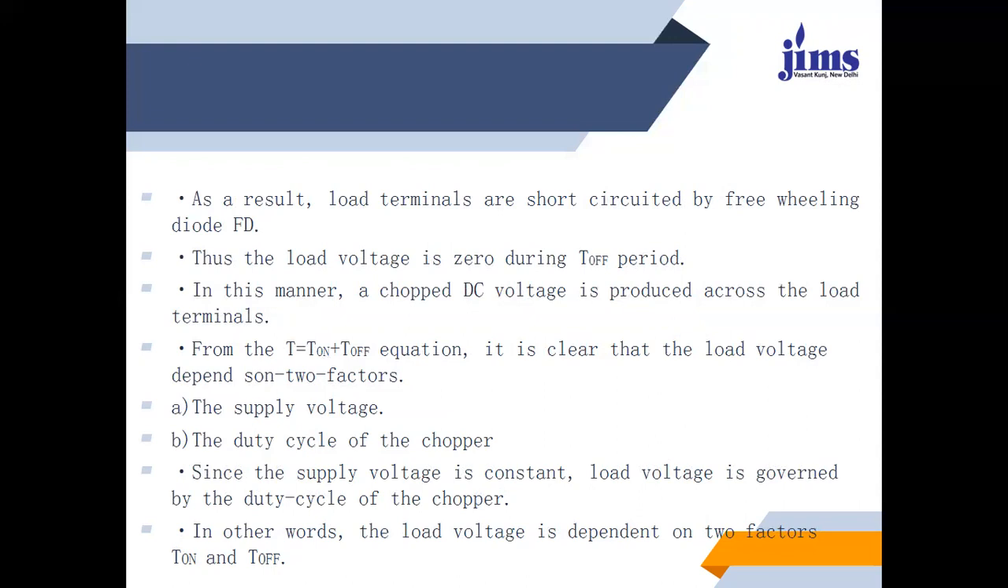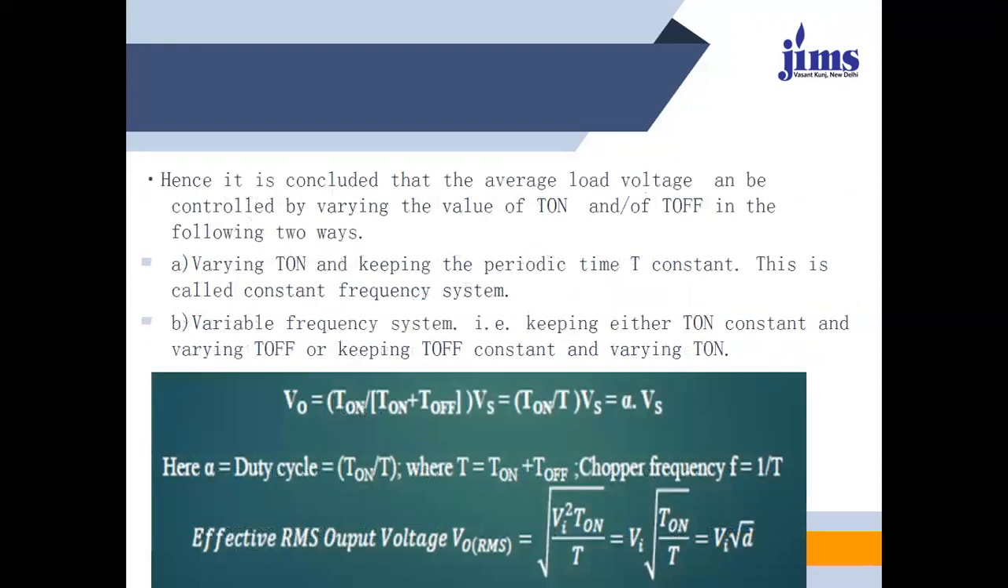If T equals T on plus T off, it is clear that the load voltage depends on two factors. First, the supply voltage. Second, the duty cycle of the chopper. Since the supply voltage is constant, the load voltage is governed by the duty cycle of the chopper. In other words, the load voltage depends on T on and T off. Hence, it is concluded that the average load voltage can be controlled by varying the value of T on and T off in the following two ways.